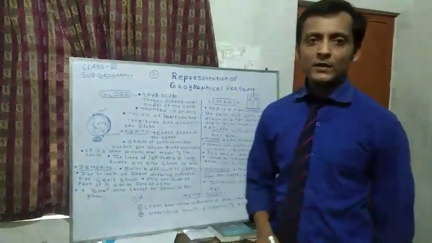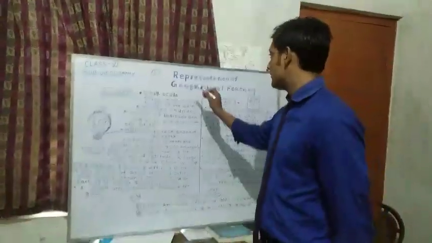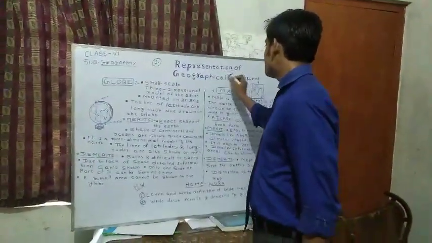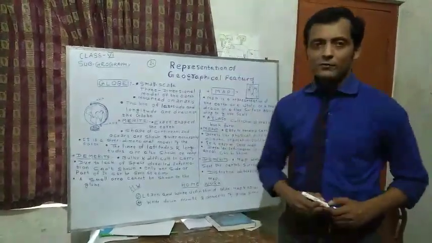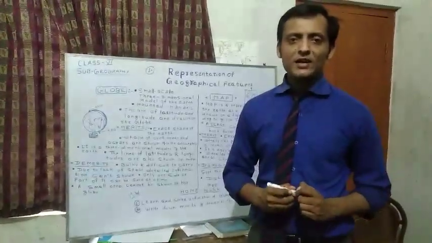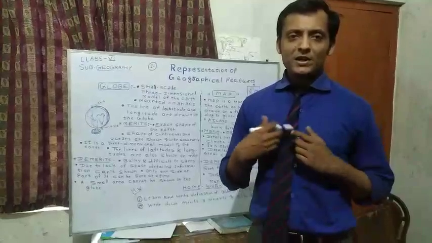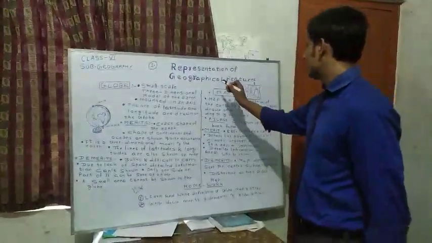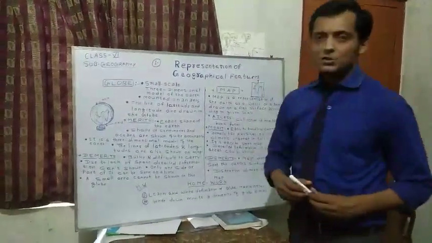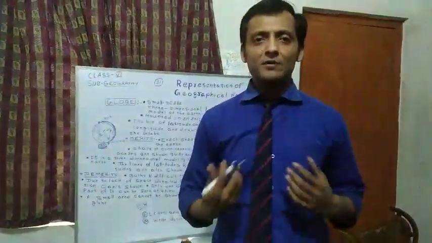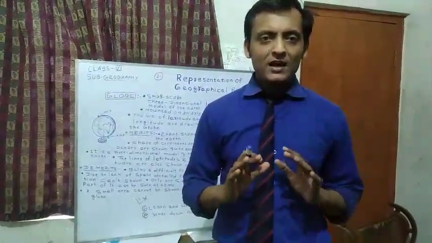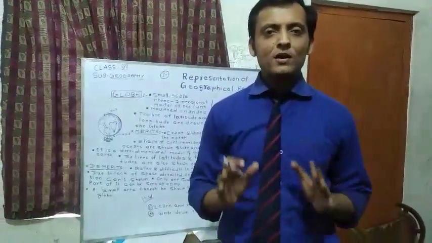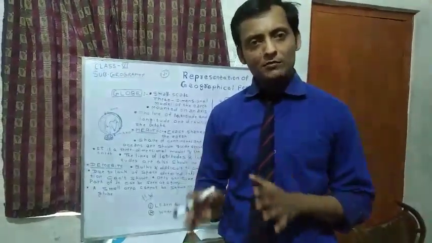I am going to explain the first chapter of geography, representation of geographical features. Before I explain this chapter, let me clear what geographical features are. Geographical features means land features. The different land features present on our Earth's surface are called geographical features.